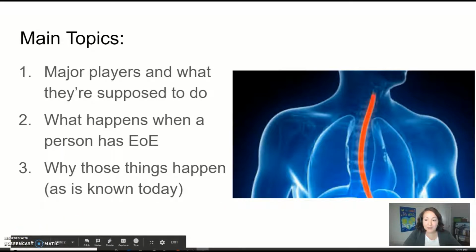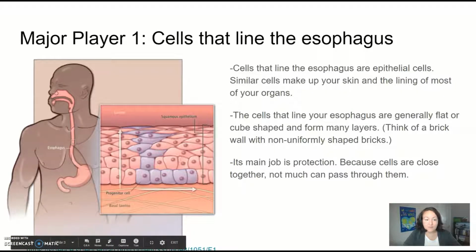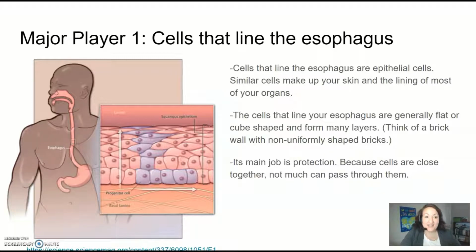All right, so let's start with major players. The first one is the cells that line the esophagus. And so they are epithelial cells, which is similar to the cells that make up your skin and the lining of most of your organs. And they're generally flat and kind of cube shaped, and they are many layers.